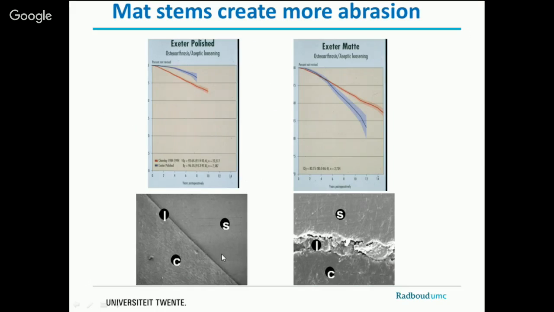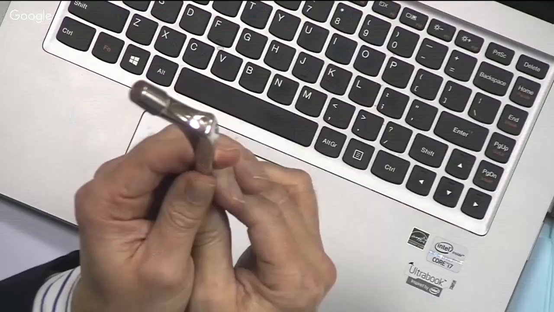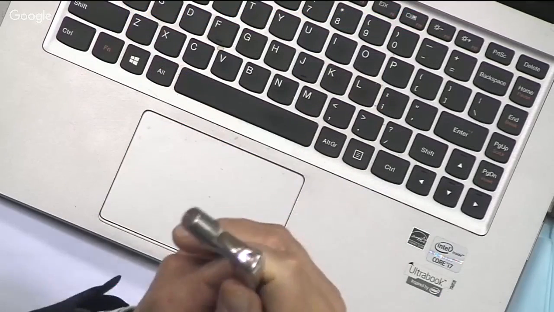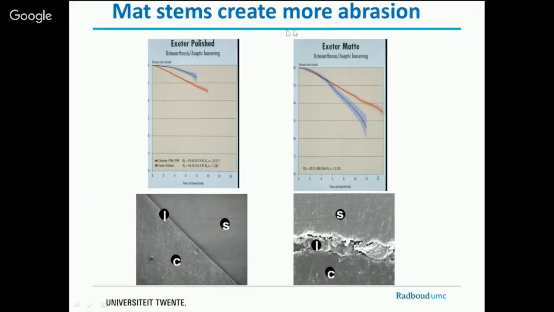And clinically, we also have shown that. So this is an Exeter polished stem, which is a lookalike of this. Yeah, it looks like this. But later on, the Howmedica, which was the company, they thought, well, polished is not so good because it will debond quickly from the cement mantle. Let's make it a little bit rougher. And so they made a matte version.